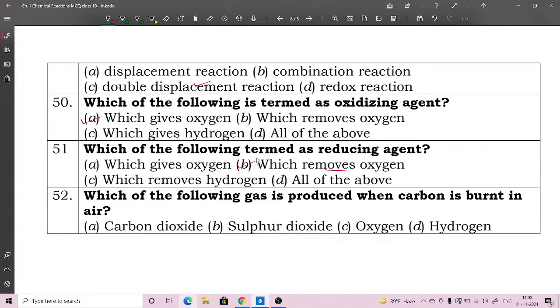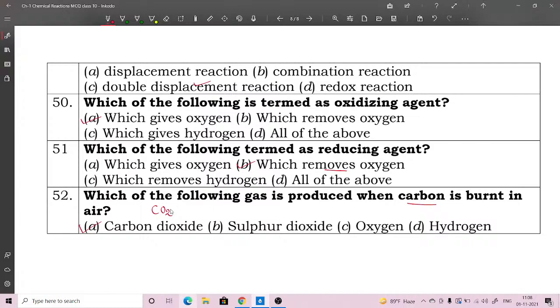Okay. Last question we have. Which of the following gas is produced when carbon is burned in air? Carbon dioxide, sulfur dioxide, oxygen or hydrogen? The correct answer is A, carbon dioxide gas is formed.